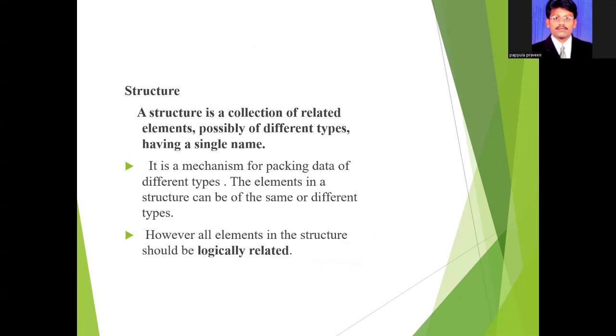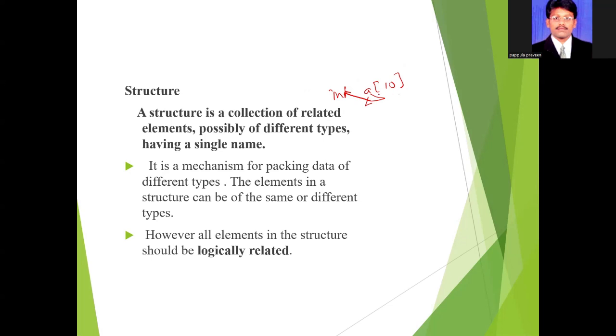A structure is a collection of related elements, possibly of different types, having a single name. I think everyone knows the arrays concept. An array is a collection of similar data items. How can we declare similar data items? We have to write int a[10]. Here a is a subscripted variable, from a[0] to a[9]. All belong to integer, right? Other data types are not allowed here.